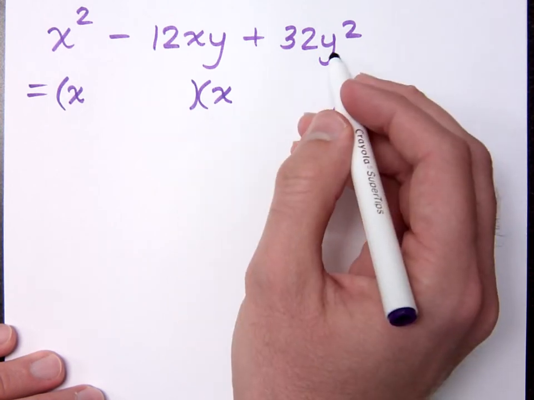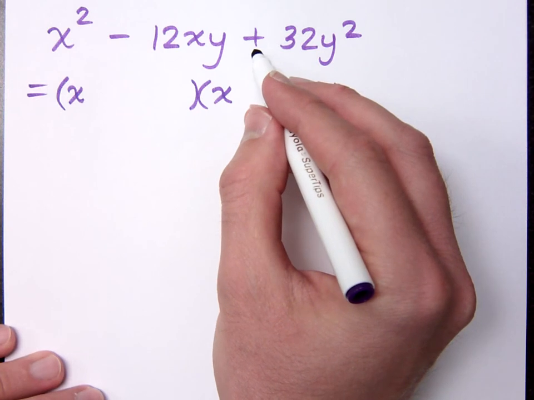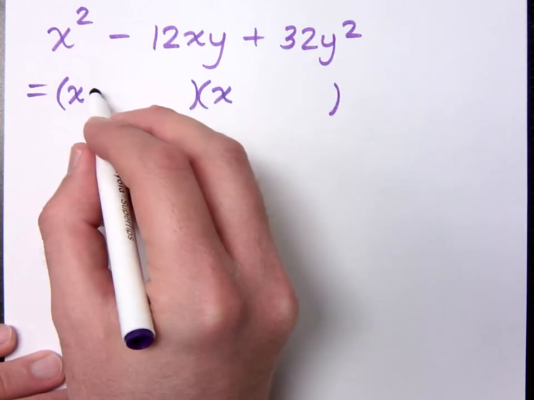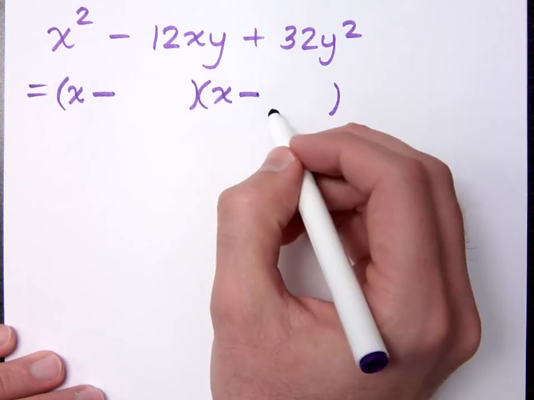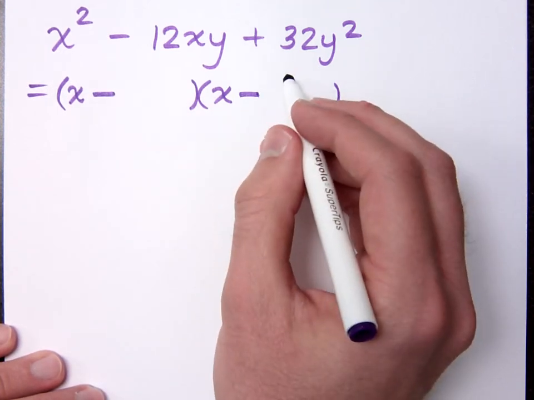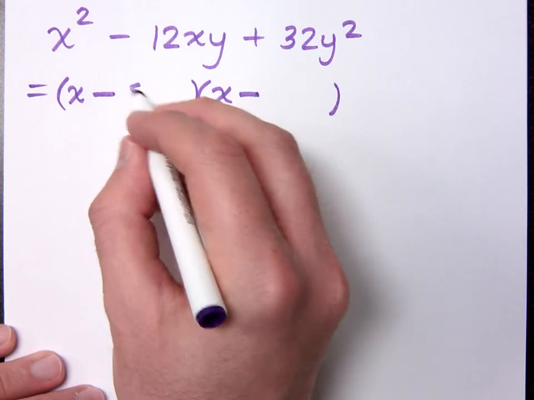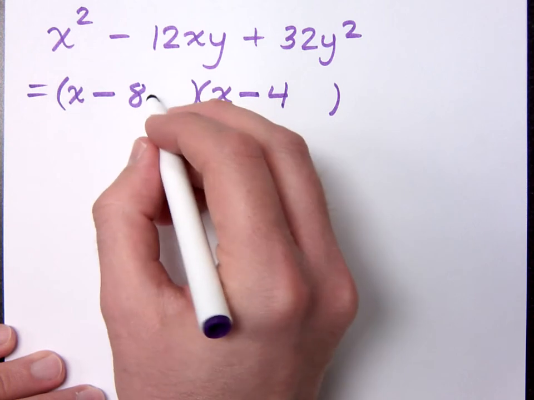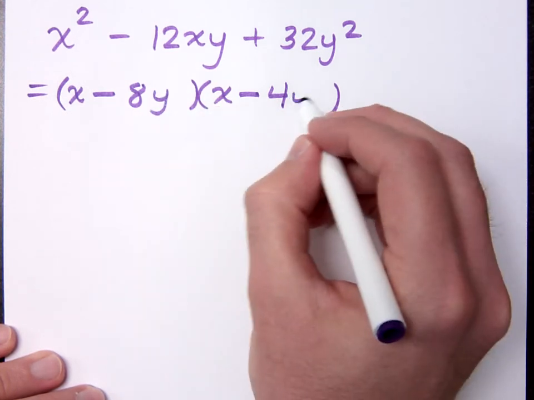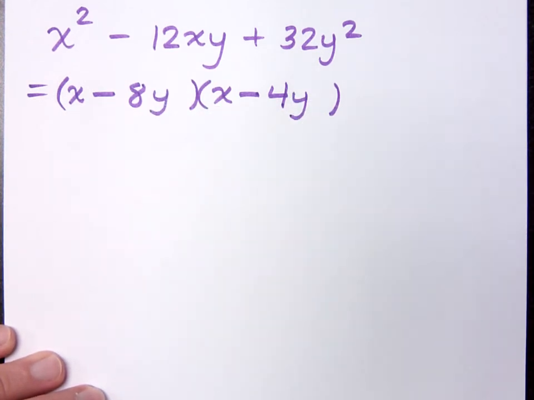Come on now. It's positive, so what do you know about your signs? They have to be the same. In this case, they must both be negative. 32. I hear 8 times 4, so that's good. But what about the y squared? It's going to be y and y, right?